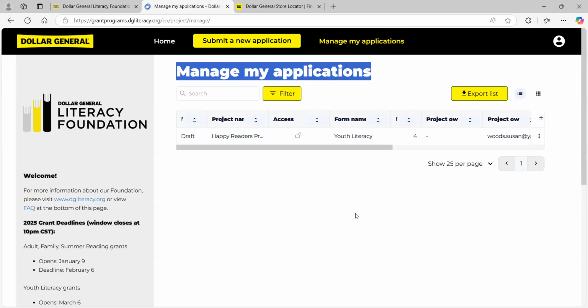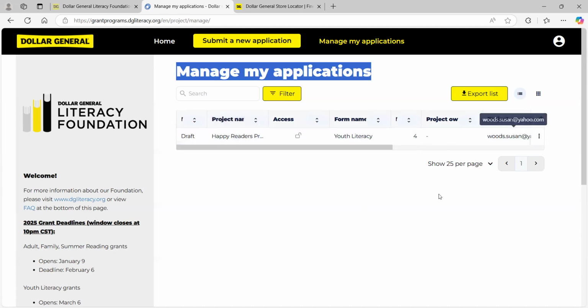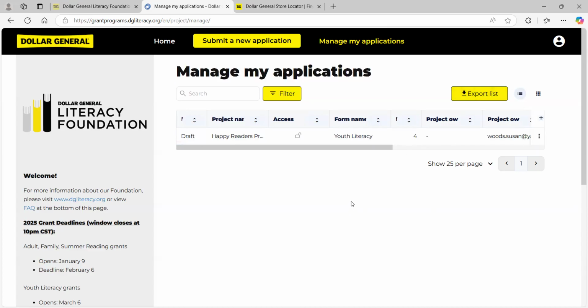Isn't it nice? It's like a dashboard to help you keep track of your grant applications that you've submitted. You can even export the list because if you submit a lot of grant proposals, then you may want to export this list and put it into your comprehensive list of grant applications that you have pending. Now, that was so easy. Wasn't that easy? That was very easy.